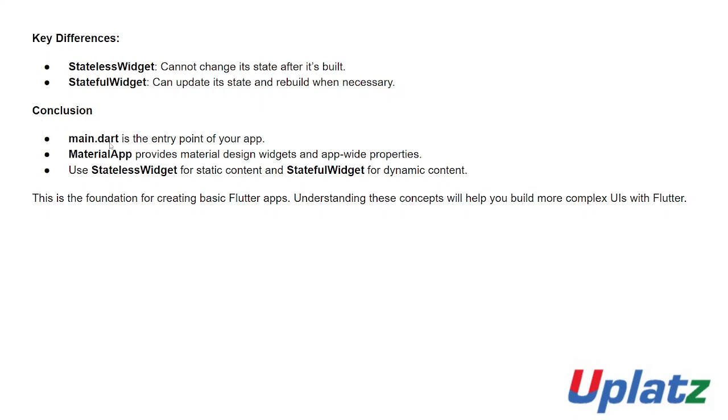Conclusion. main.dart is the entry point of your app. MaterialApp provides Material Design, widgets, and app-wide properties. Without MaterialApp, we can't do anything. There will be nothing. For iOS, there is a similar thing to MaterialApp. For iOS UI, we can use CupertinoApp. Use StatelessWidget for static content and StatefulWidget for dynamic content.